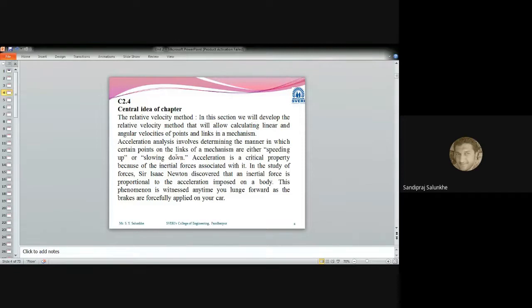In all the animations of mechanisms that we have seen, all links have motion, but with respect to their neighboring links, or some stationary link, all other links are moving. So if you calculate the rate of change of that displacement, that movement, it becomes velocity.